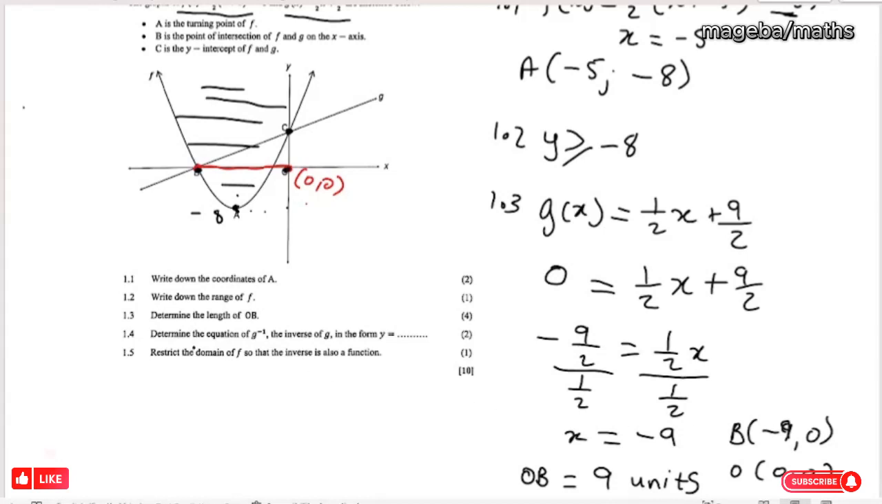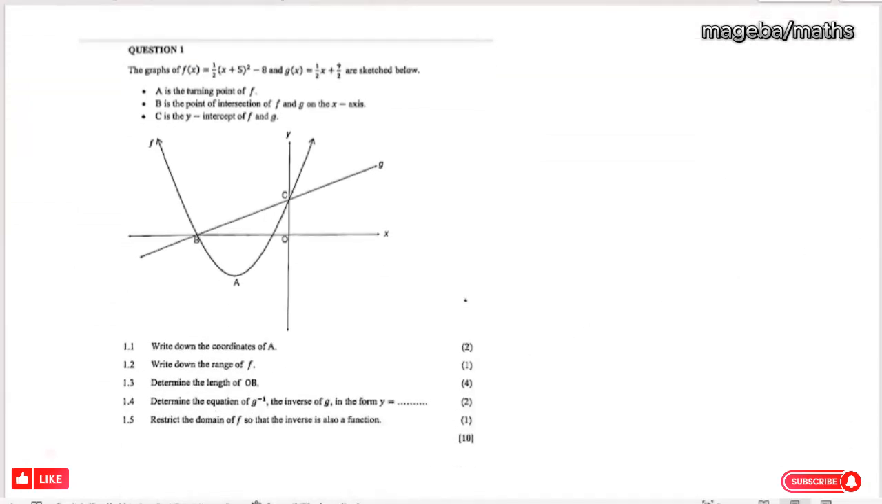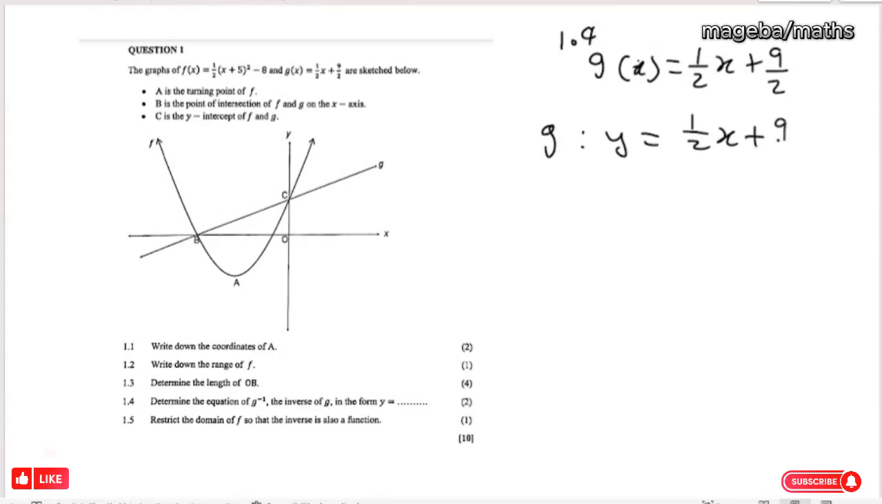Now, going to 1.4, we need to determine the inverse of g, meaning the inverse of a straight line. Now, this is my g. g of x is equal to 1 over 2 x plus 9 over 2. Now remember, you're looking for an inverse. For an inverse, we must first introduce y equals 1 over 2 x plus 9 over 2.